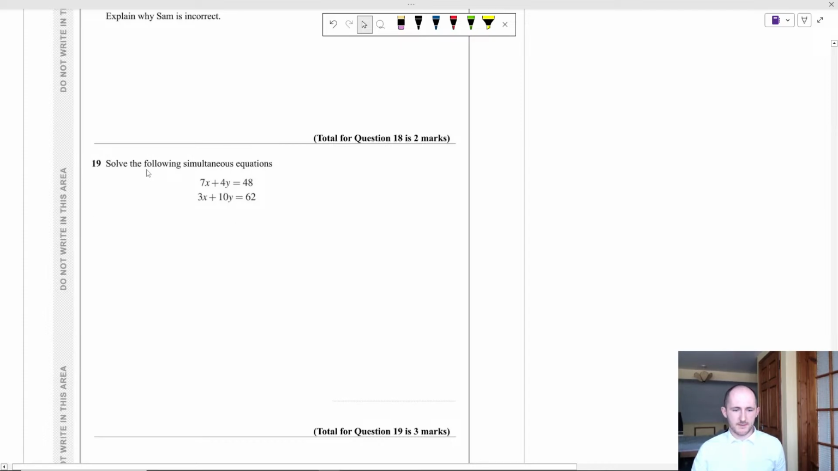Solve the simultaneous equations. We have 7x plus 4y equals 48, and 3x plus 10y equals 62. So solving simultaneous equations, there's two methods. One of them is substitution, which is where you rearrange for x or y and sub it into the other one. You only have to use that one if it's quadratic. In this case, it's not quadratic, so we don't need to worry. And for the other method, it's elimination. So you make the number in front of one of the letters the same, and then subtract.